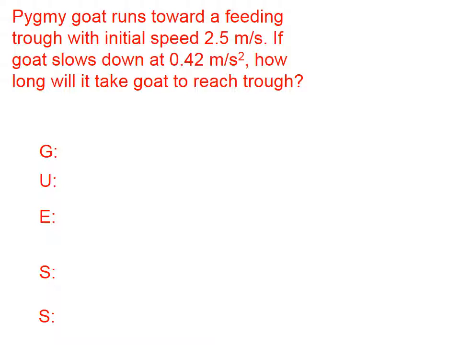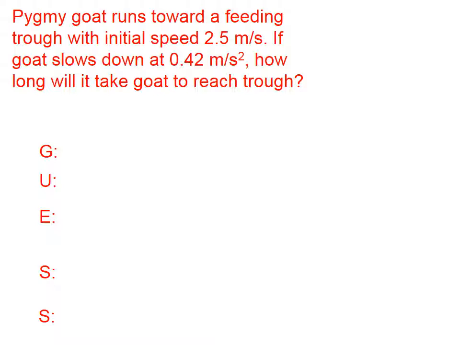A pygmy goat runs toward a feeding trough with an initial speed of 2.5 meters per second. If the goat slows down at 0.42 meters per second squared, how long will it take the goat to reach the trough? Let's use the GUESS method.